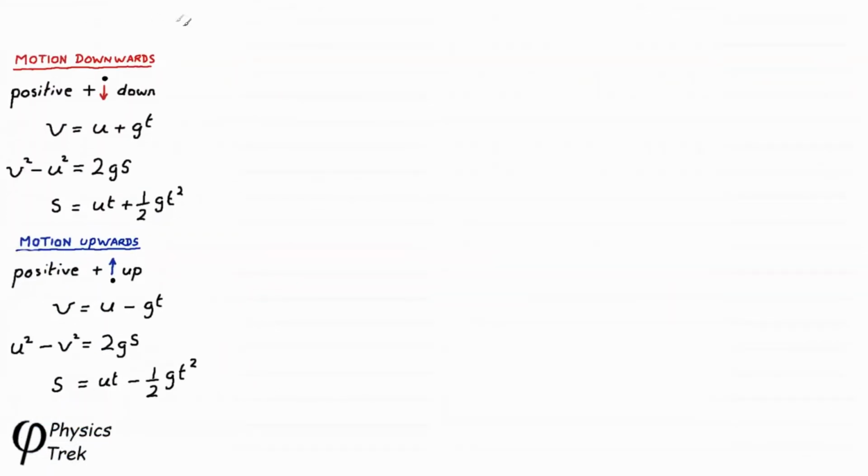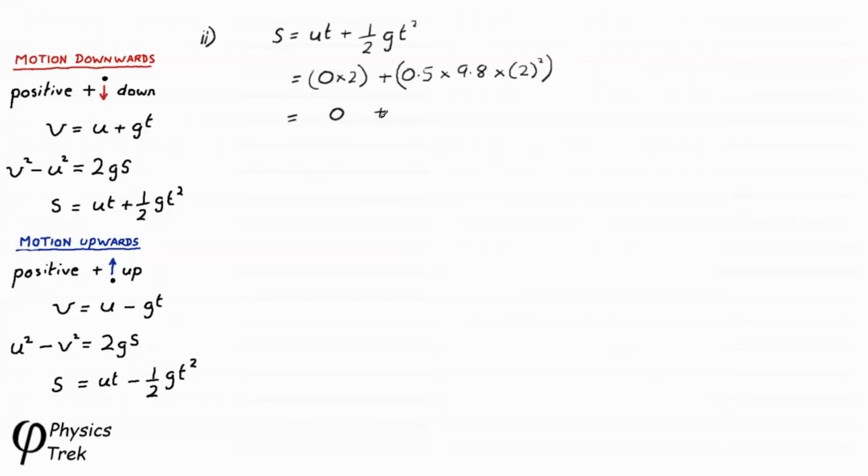And now to part 2. Here we need to find the distance s. We're given u, t and g, so obviously we use s equals ut plus a half gt squared. Putting the numbers in, u is 0, t is 2, g is 9.8 and t squared is 2 squared. So working all that out, we come to s equals 0 plus 19.6, which gives 19.6 meters.